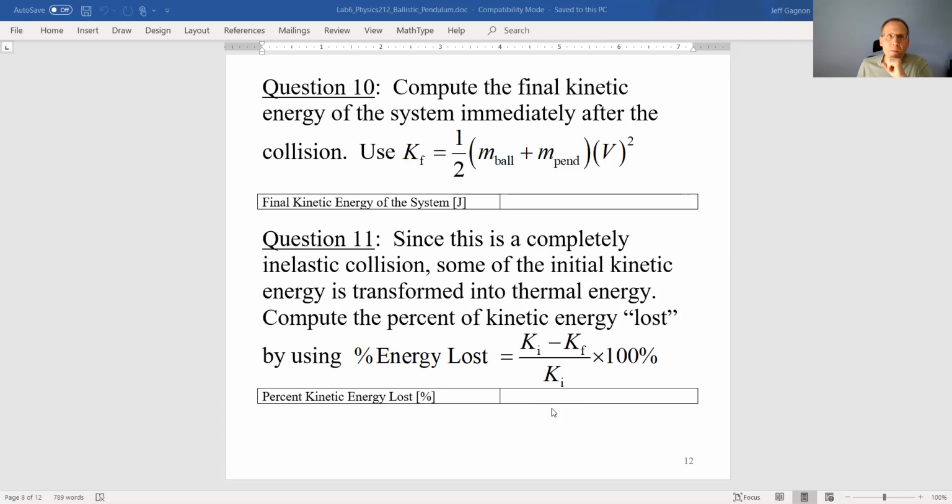So we can't measure it, but if you were able to measure the temperature of the ball and the temperature of the pendulum after the collision, you would find that the temperature has risen a little bit. Like the atoms are going to be vibrating a little bit more.